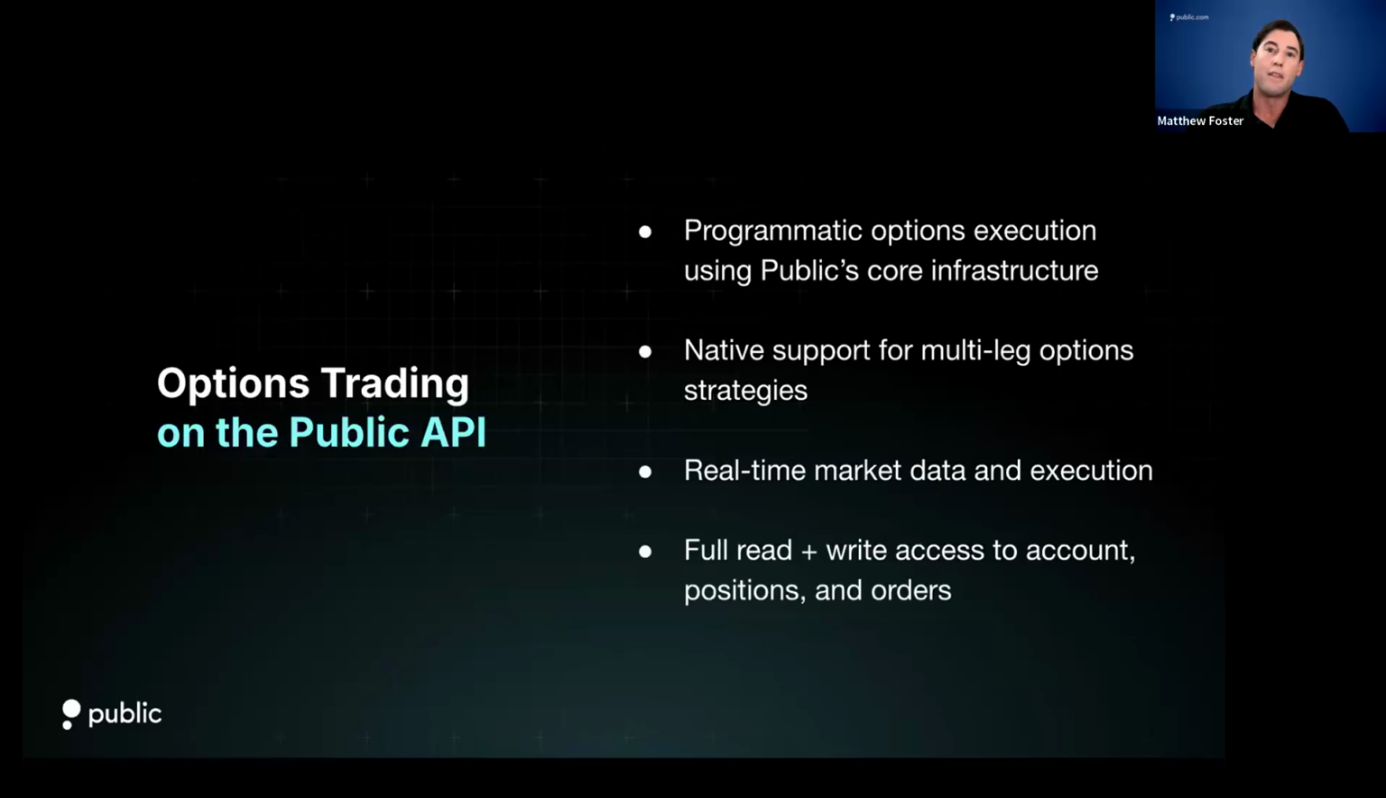At a high level, the public API gives you programmatic options execution on the same core infrastructure that powers the public platform itself. This includes native support for multi-leg strategies, real-time pricing and execution. You have full read and write access to your account, your positions, and your orders. For most options traders, what we've seen is the bottleneck isn't finding trades or strategies, it's the execution. Managing spreadsheets, UIs, custom scripts, and margin in real time is where we're seeing workflows break. The API at Public is designed to collapse all of that complexity into a single and consistent execution surface.